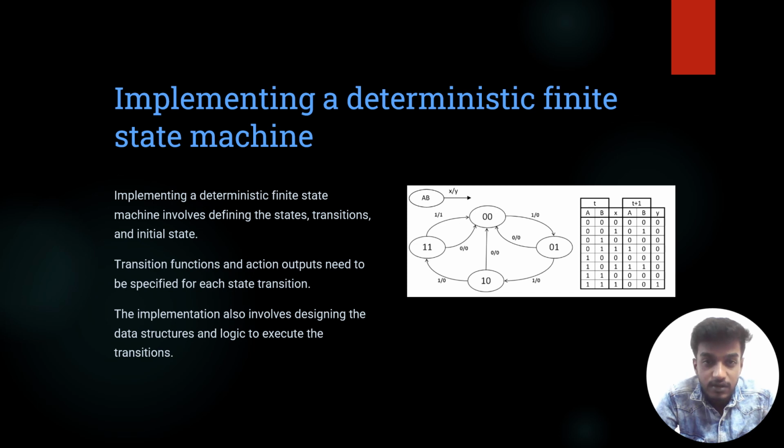Next, on this page, we are going to discuss implementing a deterministic finite state machine. Implementing a deterministic finite state machine involves defining the states, transitions and initial state. The transition functions and the actions or outputs need to be specified for each state transition. The implementation also involves designing the data structure and logic to execute a transition. On the next slide, here is an example of how we can implement a deterministic finite state machine.